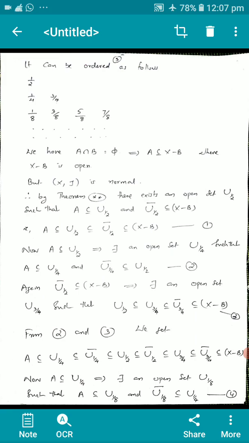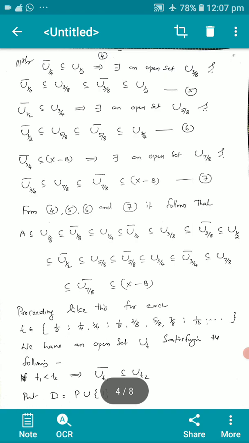Now, A is a subset of or equal to U1/4, which implies there exists an open set U1/8, such that A is a subset of or equal to U1/8 and U1/8 bar is a subset of or equal to U1/4. Call it 4. In a similar way, U1/4 bar is a subset of or equal to U1/2, which implies there is an open set U3/8 such that U1/4 bar is a subset of or equal to U3/8, which is a subset of or equal to U3/8 bar, which is a subset of or equal to U1/2.